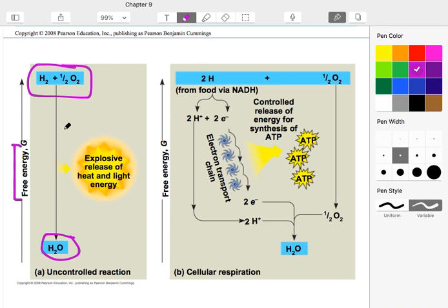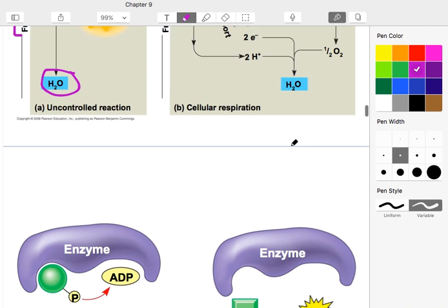But in the case of cellular respiration, energy is released in a stepwise process. As you see, the energy goes by steps. Look, in the electron transport chain, when it goes from this step to this, it releases some amount of energy. When it goes from this to this, it releases some amount of energy. The total net energy adds up later, but it's not released all at once, which would be very dangerous to the organism. So very important: cellular respiration occurs in a stepwise process.